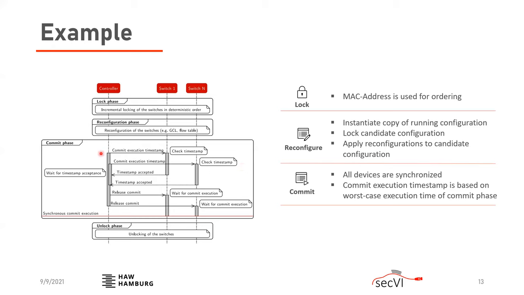So when we have the execution timestamp, we send it from the SDN controller to each switch within the network. And then the switches have to check if they will be able to accept the timestamp. In this example, each switch is able to accept the timestamp. So they will send an accept message back to our SDN controller, which in turn, when it has collected all the accept messages from all participating switches, will send a release message, which basically tells the switches that they are now allowed to execute and activate the new configuration when they reach the commit execution timestamp. In the last phase, we unlock all the locks we acquired previously.